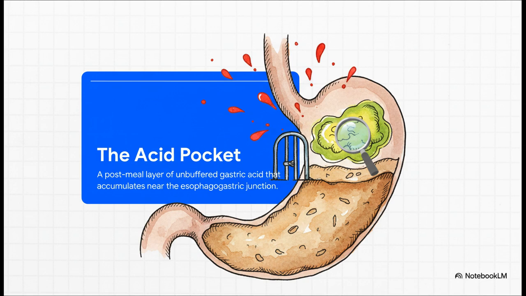So, the gate is open, but what's waiting to rush through it? This is where this fascinating and kind of scary concept of the acid pocket comes in. See, after you eat, the food in your stomach acts like a sponge, buffering most of the acid. But a nasty little layer of highly acidic, pure, unbuffered gastric juice just floats right on top, right next to that sphincter gate. And in people with GERD, this pocket of pure acid is sitting there perfectly positioned to shoot upwards the second that gate relaxes.